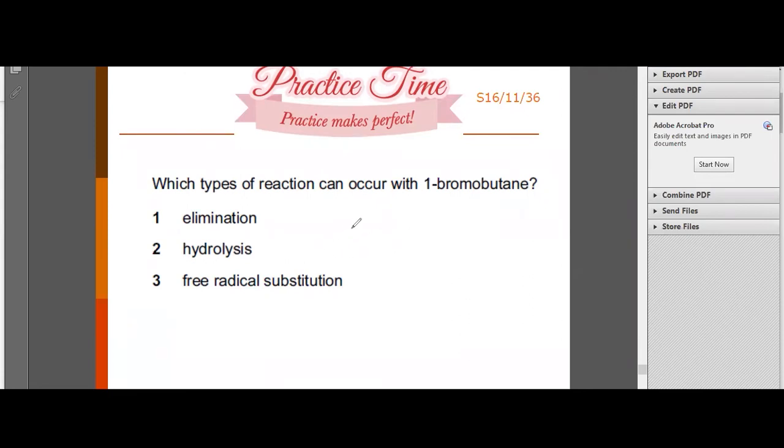The answer: what types of reactions can occur with 1-bromobutane? Elimination? Yes. Hydrolysis? Yes. Free radical? Cannot. Free radical is only for alkane, in the presence of UV light. So this should be B, because 1 and 2 are correct.